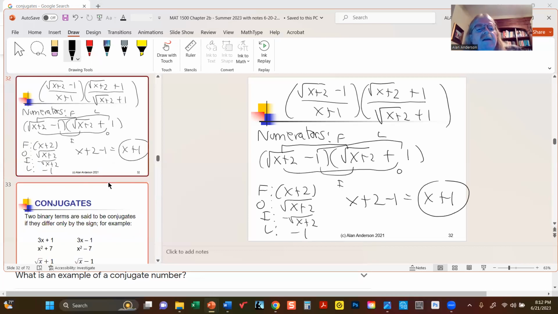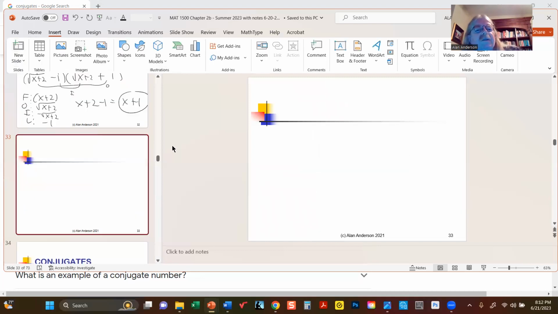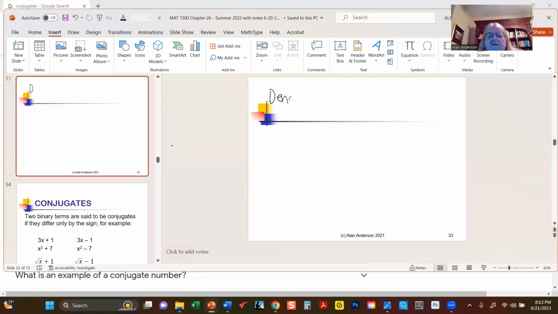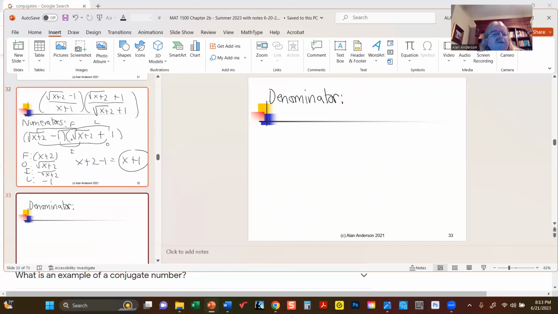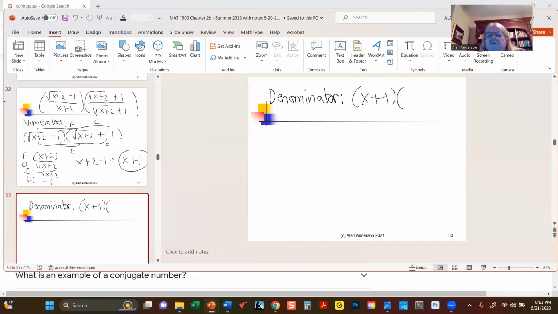Very good. Now, what about the denominator? This is the one we were worried about. We don't want division by 0. So here in the denominator, we have first x plus 1 is multiplied by radical x plus 2 plus 1.